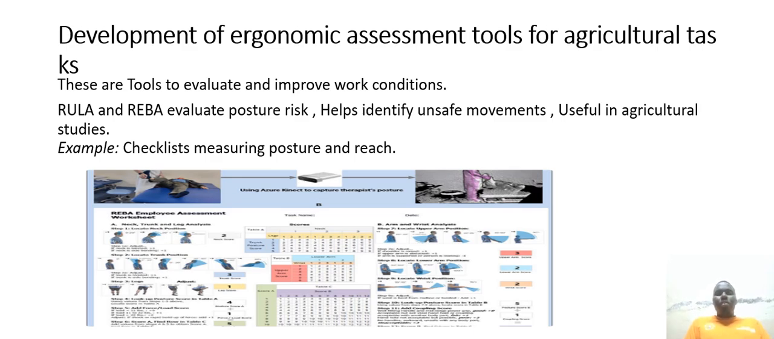Development of ergonomic assessment tools for agricultural tasks. These are tools to evaluate and improve work conditions. Example, a ruler and labor evaluation of posture risks helps identify unsafe movement, useful in agriculture studies. Example, a checklist measuring posture and reach. There are many checklists that measure those. That is the picture that shows those things I told you in that slide.